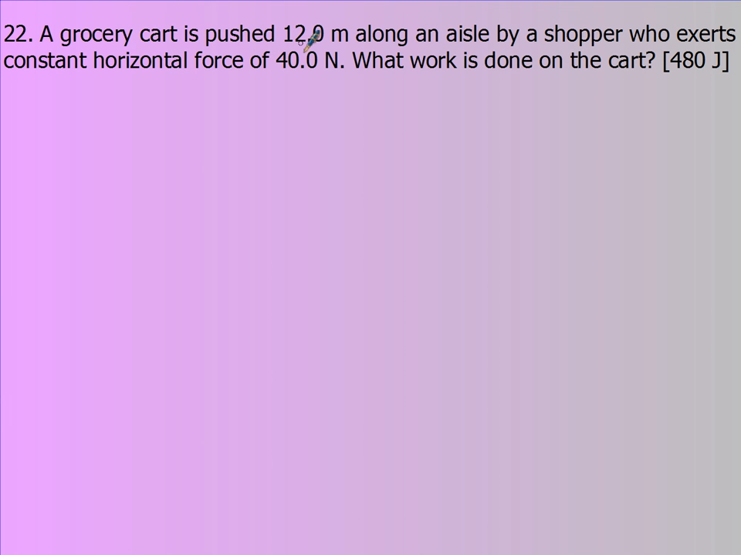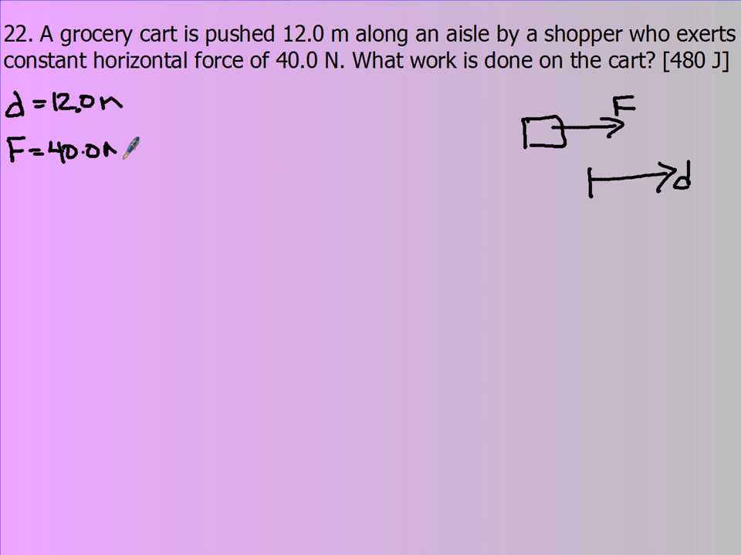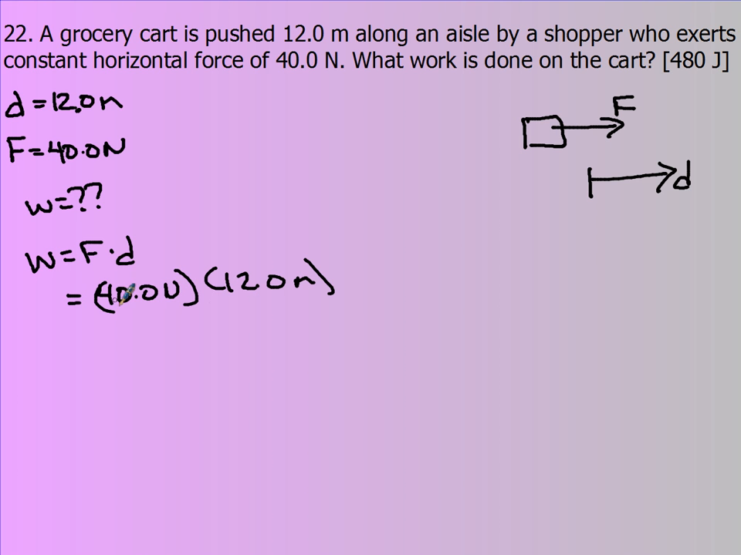A grocery cart is pushed 12 meters along an aisle by a shopper who exerts a constant horizontal force of 40 newtons. How much work is done? Draw your diagram. He's pushing horizontally, and your displacement is also horizontal. So d is 12.0 meters. Put your decimal there. Force is 40.0 newtons. Okay, I'm looking for the work. That's my unknown. Work is F d. So the force is 40 newtons, d is 12 meters. 40 times 12 is 480 joules.